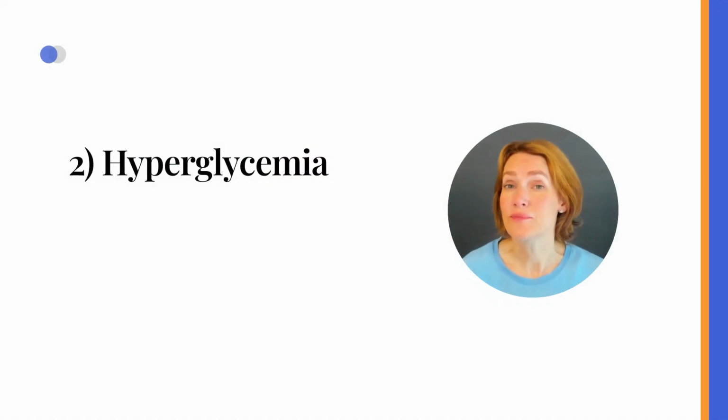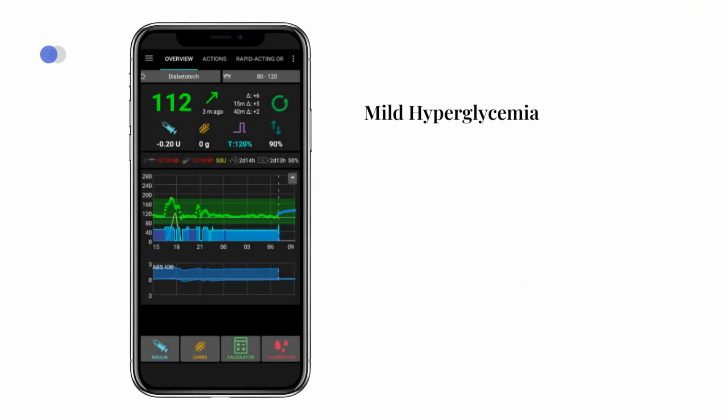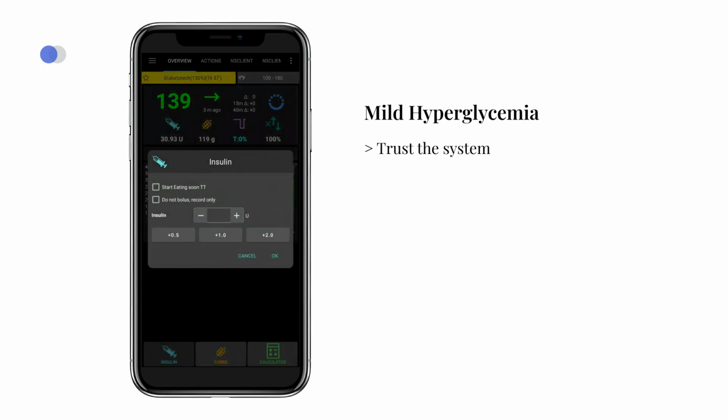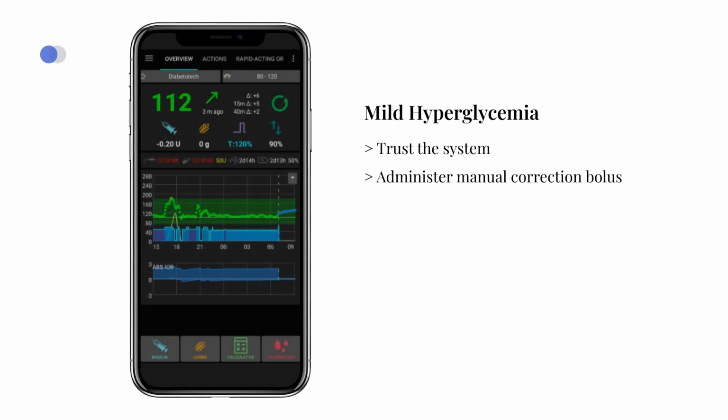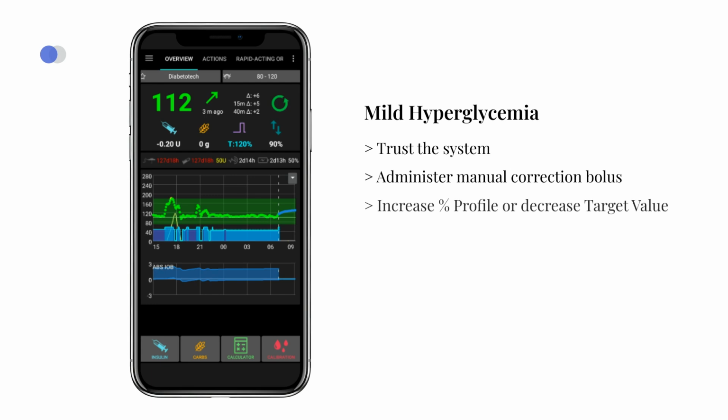2. Hyperglycemia. In the case of mild hyperglycemia, it is generally recommended to trust AndroidAPS and allow the system to work on its own. However, you can consider giving a manual correction bolus using the bolus calculator without entering carbohydrates. To address hyperglycemia, you also have the option to increase the percentage of insulin release in your profile or temporarily set a lower target value.